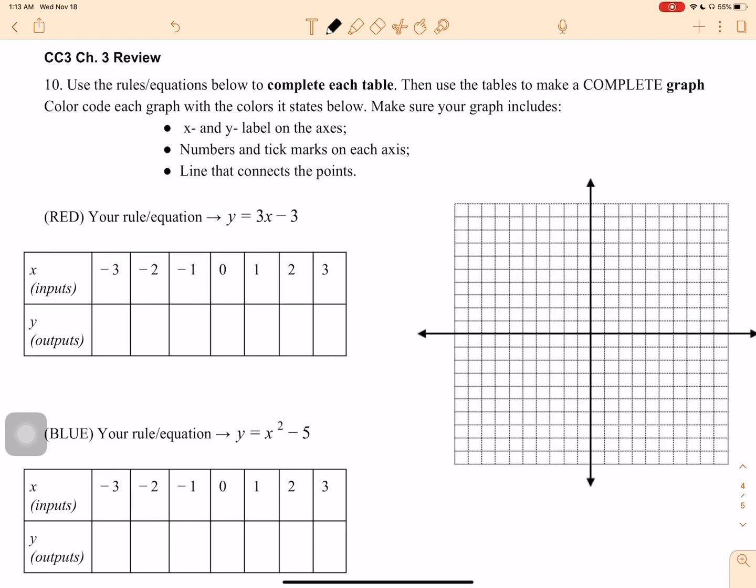So here, if we have a rule equation, we want to plug something in to find the output. If my x is negative 3, then I'm going to write 3 times negative 3 minus 3. That would be negative 9 minus 3. Negative 12 is my output. Okay? Then here, if I want to check out negative 2 as my input, I'm going to go ahead and see that 3 times negative 2 is negative 6 minus 3. So negative 6 minus 3 is negative 9. So my output is a negative 9 here.